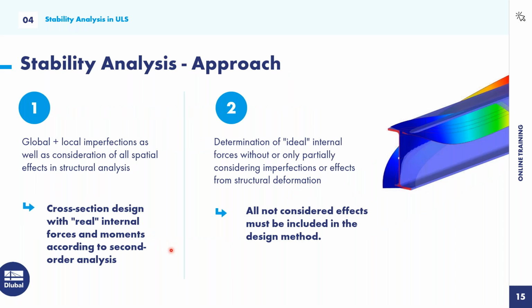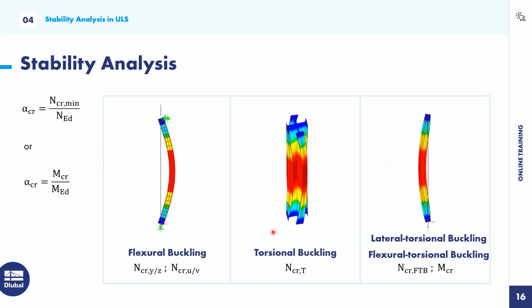So now let's come to the stability analysis approach. I have here global and local imperfections, as well as consideration of all special effects in the structure analysis. So I calculate with real internal forces according to the second order analysis. And the other approach is to determine the ideal internal forces without, or only partially, considering imperfections. So it's method B and method C from the structural deformation. So all not considered effects must be included in the design method. Now I was talking the whole time about flexural buckling, torsional buckling. How does it look?